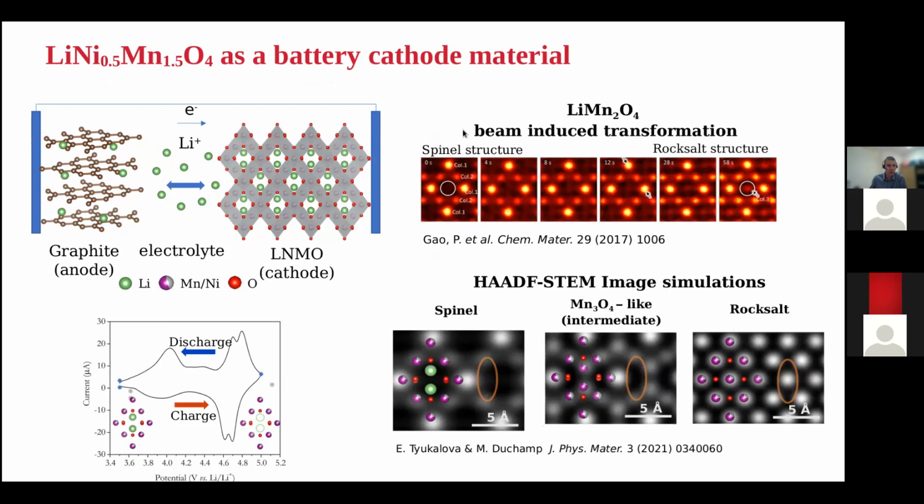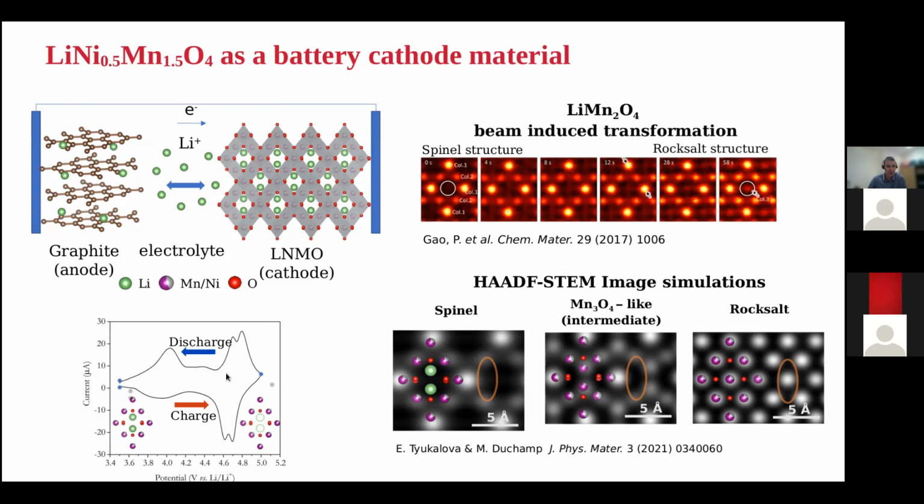I guess you are all familiar with what a lithium-ion battery is, but I will quickly describe it in a few words. In lithium-ion batteries used in electronic devices, you have an anode, usually made of graphite, a liquid electrolyte, and a cathode material, which can be LNMO or other materials. When you charge and discharge your battery, you move your lithium ions from left to right or from right to left, depending on whether you charge or discharge.